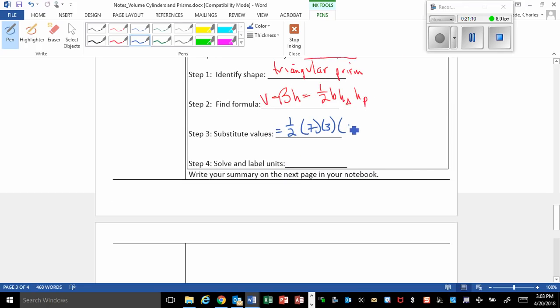All right, so that times 11, so we know that was 10.5 times 11. Punch that in, and we get 115.5 inches cubed.